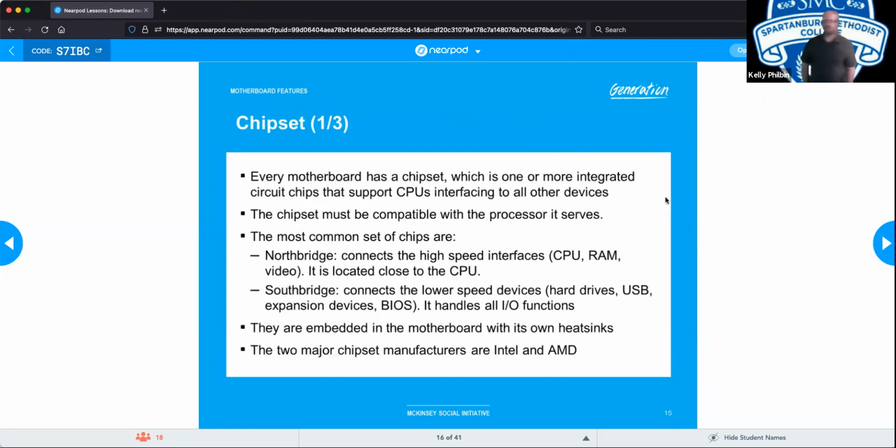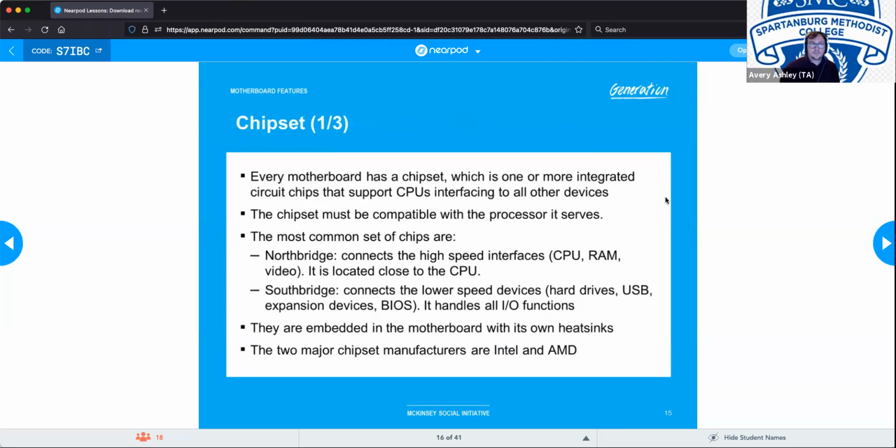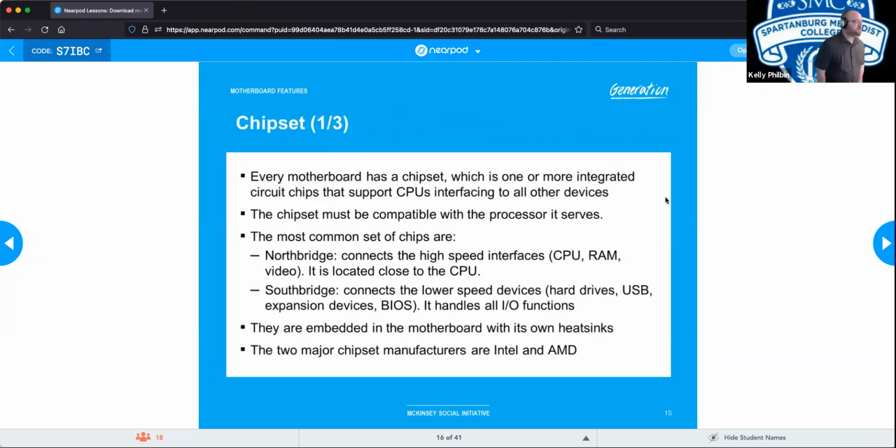Next, we'll talk about chipsets with regards to the motherboards. They have a chipset which is integrated into the motherboards and circuits themselves, and they support the CPU communicating in order to help talk to other peripherals on the boards. The most common that you will have on the motherboard are the North Bridge and the South Bridge.